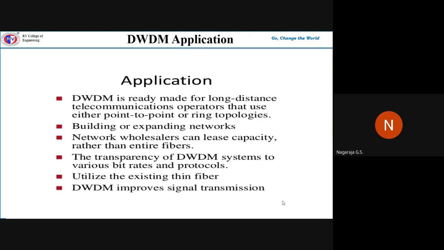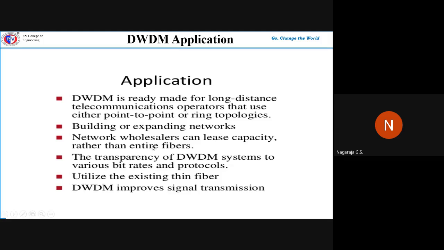Having said that, you need to understand some of the applications of DWDM. It is meant for long distance communication operators that use either point-to-point or ring topologies. It could be used for building or expanding relay networks. You have to be a bit careful while expanding it. You know the limitations of fiber optics as well.